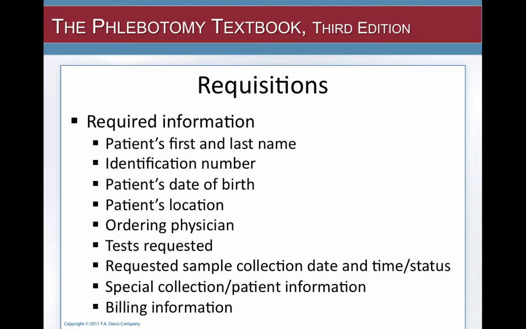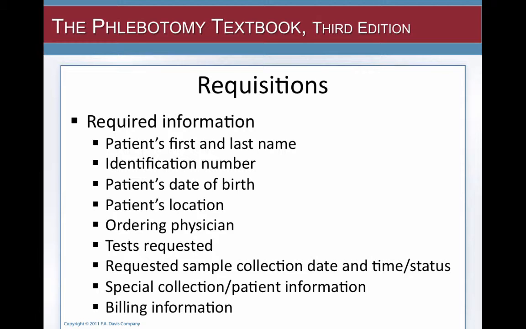On the requisition, there will be the patient's first and last name, an identification number. If they're an inpatient or if they're linked through a hospital, they'll have a medical record number. A lot of times this number can be barcoded, which is nice because you can use barcode readers. It'll have the patient's date of birth. Sometimes it'll have whether the patient is male or female. It will have their location if they're in the hospital, meaning it will have the room number and maybe their floor number. It will have the ordering physician on it, the actual doctor who is ordering these tests, and the tests that are requested will be on this requisition.